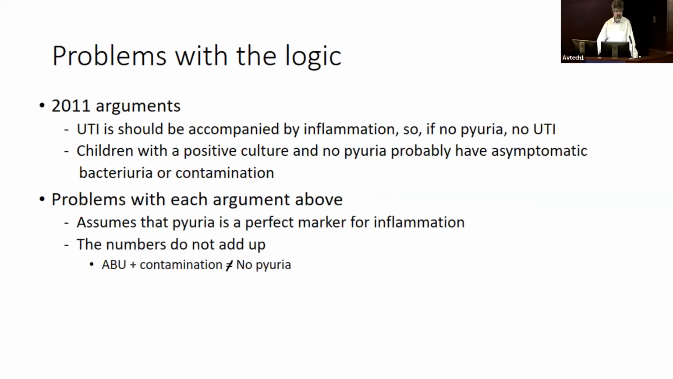So the problems with the logic from the AAP is, the first argument they had is UTI should be accompanied by inflammation. So if no pyuria, no UTI. The problem with that is that it assumes that pyuria is a perfect marker for inflammation, which is categorically not. And then the second problem is children with a positive culture with no pyuria probably have ABU or contamination. And that also can't be true because the numbers don't add up.